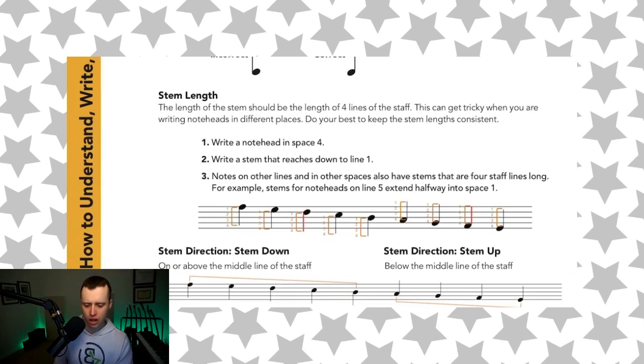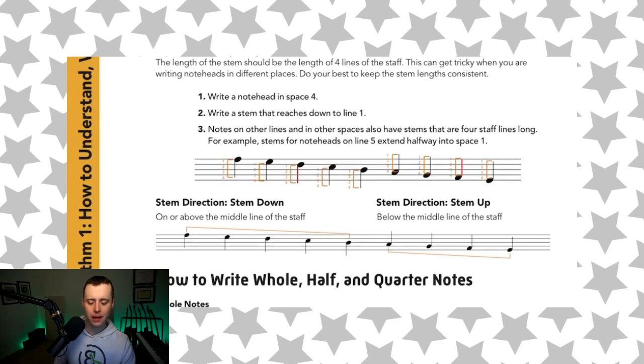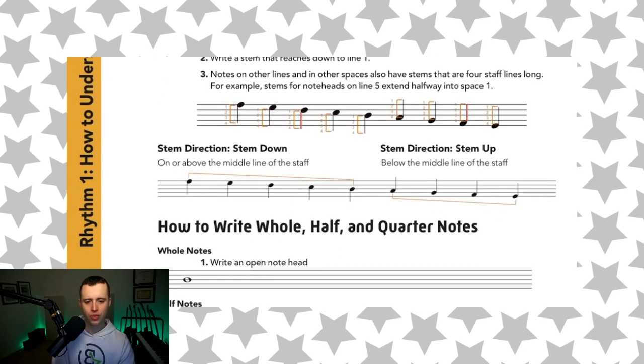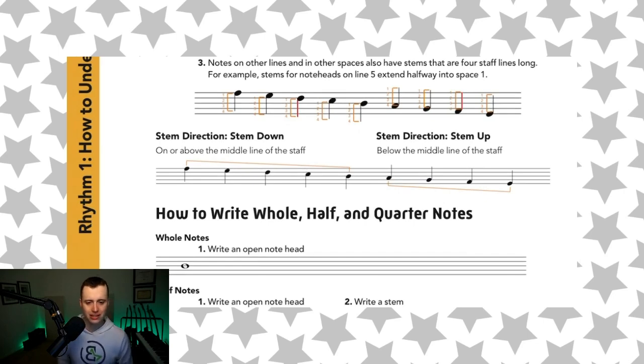Now, how do we know where to write stem down notes and where to write stem up notes? Well, it's actually pretty simple. All the notes on and above line 3 of the staff are always going to be stem down. Now all the notes that are below line 3 of the staff, from space 2 down to line 1, are all going to be stem up.